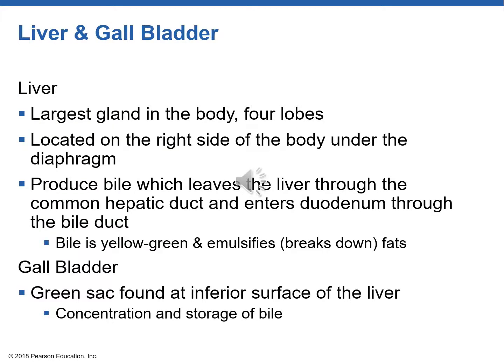The liver has many roles, including detoxification of toxins in the body, but it also produces bile, which aids in digestion. The bile leaves the liver through the common hepatic duct and then through the bile duct, and then it reaches the duodenum. It is a yellowish green color and it helps in the breakdown of fats.